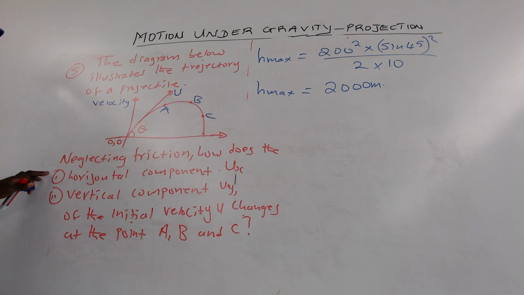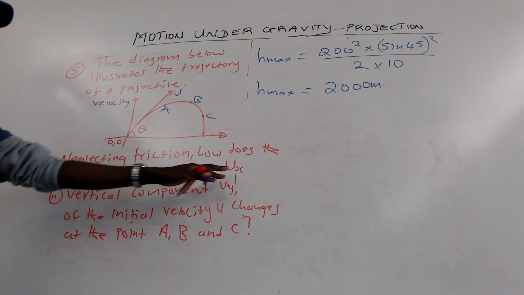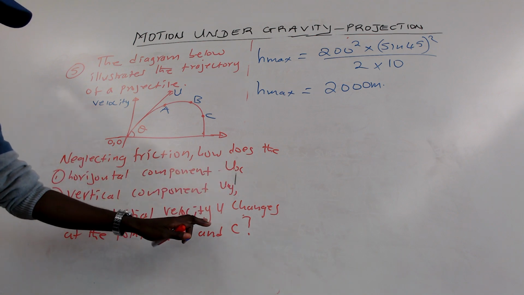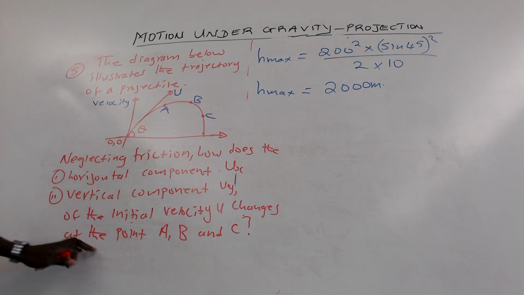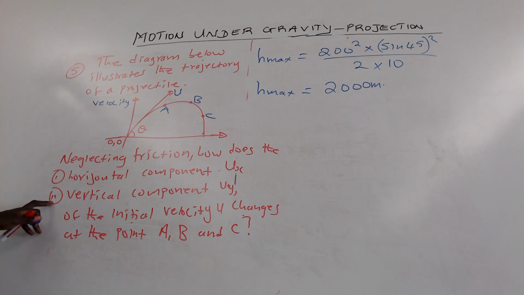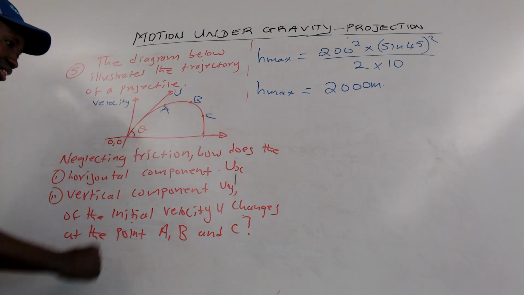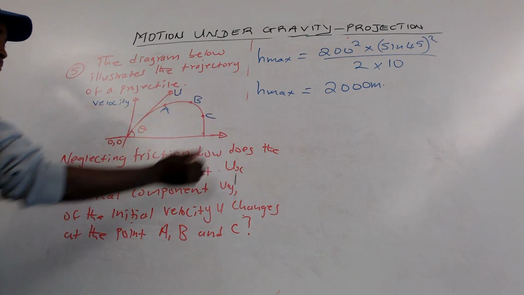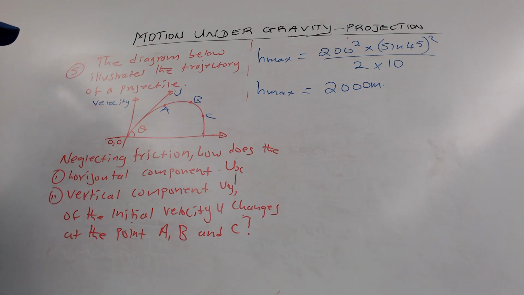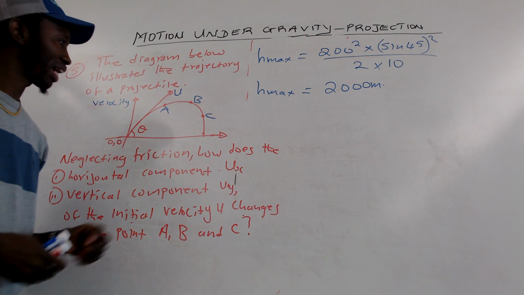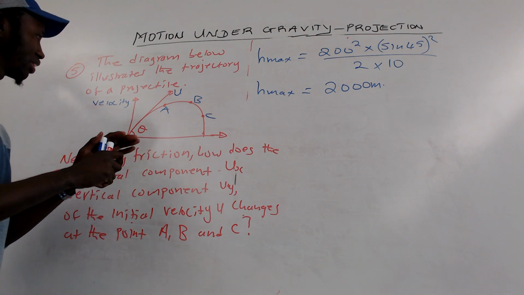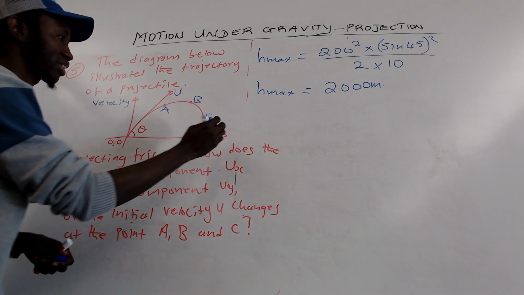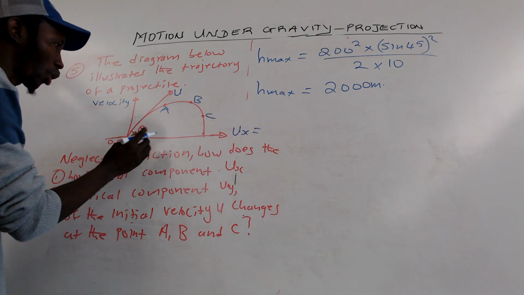Roman 1 says, state how the horizontal component ux of the initial velocity u changes at the points A, B, and C. And the second part says, state how the vertical component uy of the initial velocity u changes at points A, B, and C. So we are required to show how ux changes at points A, B, and C, and how uy changes at points A, B, and C. This is all we are required to show. But we have to take note of something here. Like I was saying, the horizontal component ux for this case is always going to be constant.